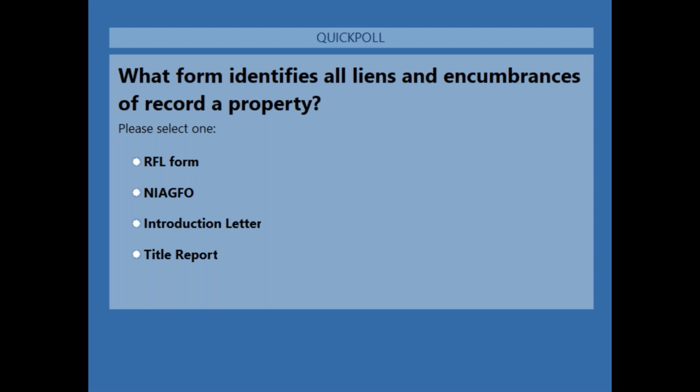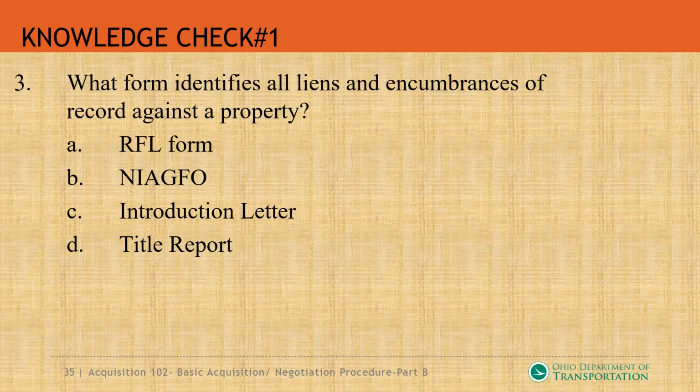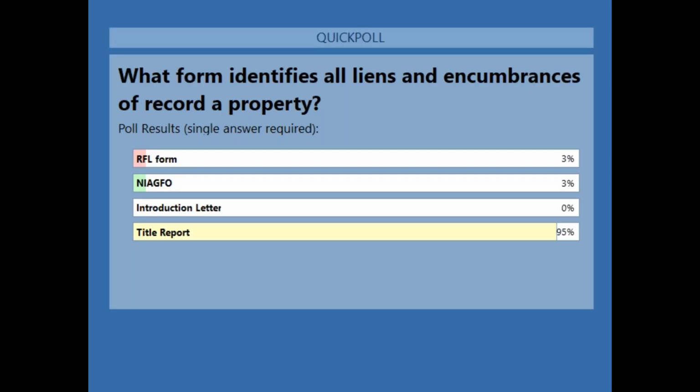They are all voting. There we go. We're over 80%. I'm going to share the results. 3% said RFL form, 3% said NIAGFO, and 95% said title report. So apparently it doesn't add up to 100% there. We had 101% effort on that one. So I'm going to hide the answer.